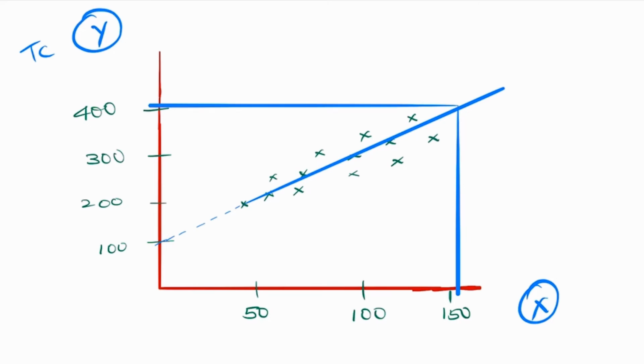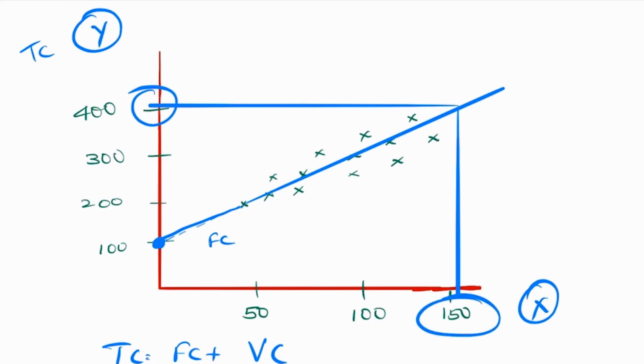Now once I've done this, I'll try using my formula, which is total cost is equal to fixed cost plus variable cost, and I'll try using it in y is equal to a plus bx. The cost which is going to be incurred irrespective of my activity level is my fixed cost, therefore my fixed cost is 100. What is my total cost for 150 units? It is 400. Do I know the number of units? It is 150. Do I know variable cost per unit? The answer is no, x.